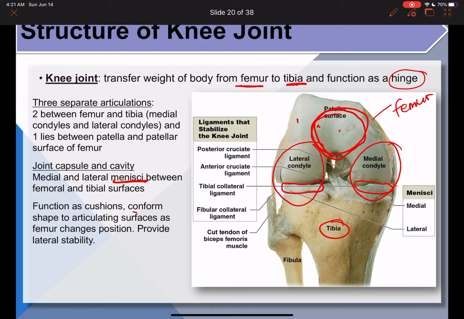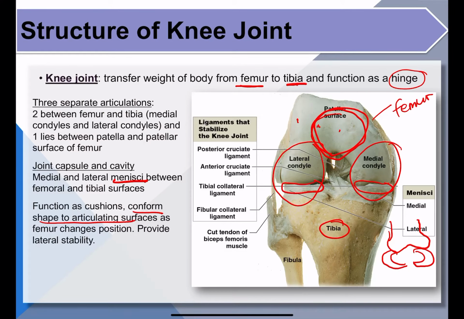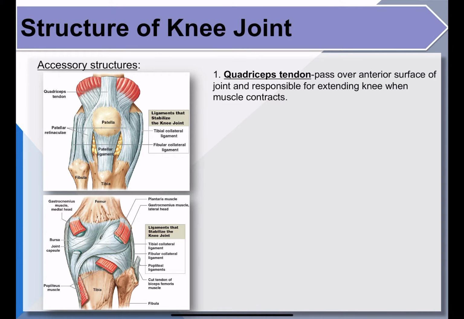Okay, they will actually conform to the shape of the articulating surfaces as the femur changes in position. So that's why if you look at models of these menisci, you'll see the meniscus actually kind of looks like it conforms to the curvature of the condyle of the femur coming downwards. Okay, it provides that lateral stability to make sure your tibia doesn't move out of position. Okay, all right. So the accessory structures of the knee joint contain a tendon and a number of ligaments.